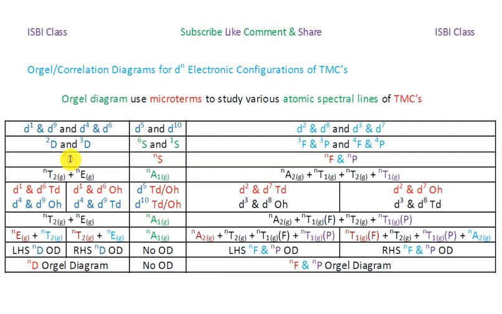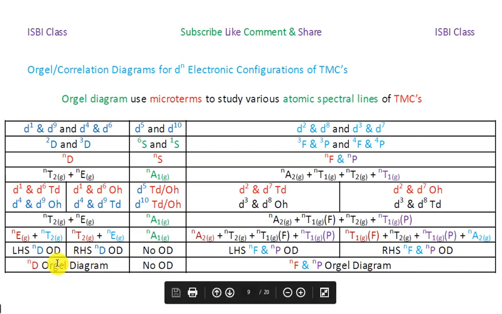In the case of the nD Orgel diagram, on the left hand side, the lower energy microterm is nE(g) and the higher energy microterm is nT2(g). For the right hand side of the nD Orgel diagram, it is the reverse of the left hand side: the lower energy microterm is nT2(g) and the higher energy microterm is nE(g).